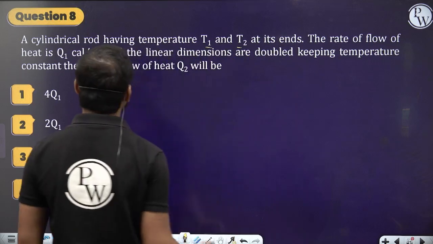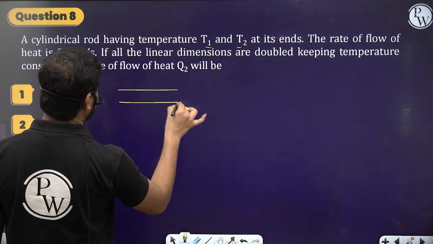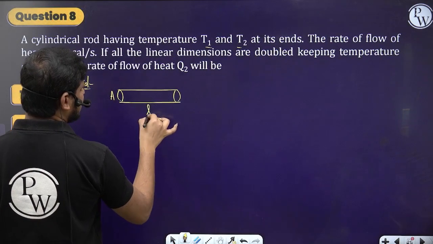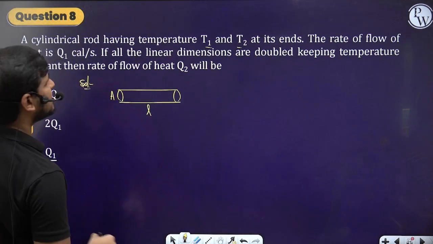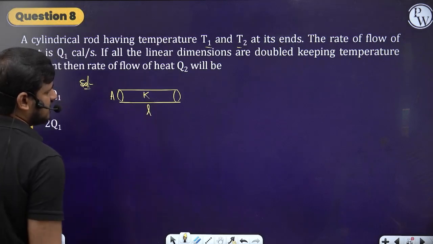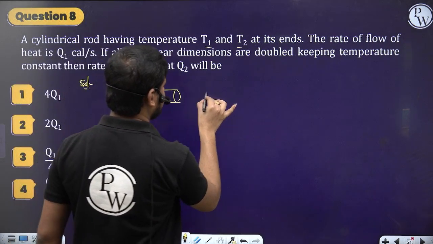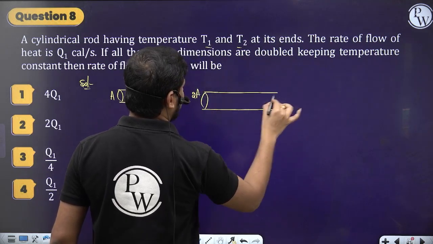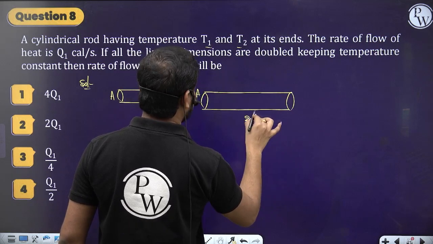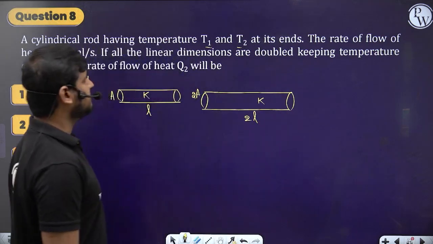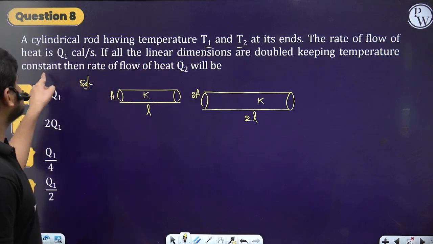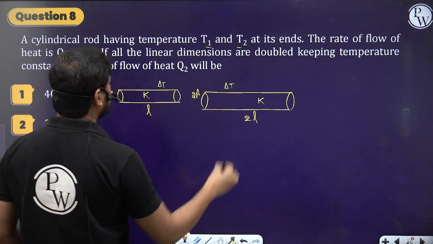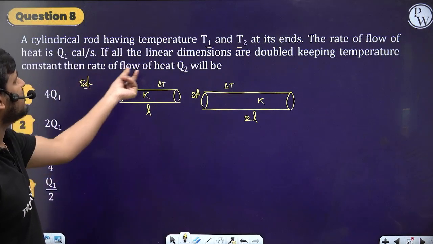Initially, let's suppose the rod has cross-sectional area A and length L, and the material is the same, so let's say the conductivity is K. Now its dimensions are doubled. Doubled means the cross-sectional area became 2A and the length becomes 2L. Same material, K remains the same, keeping the temperature constant, so here delta T and here delta T. Then they are asking what is the rate of heat flow.